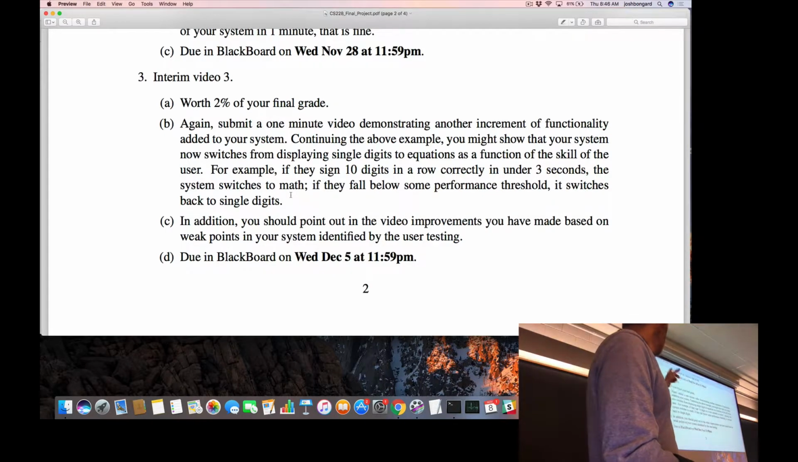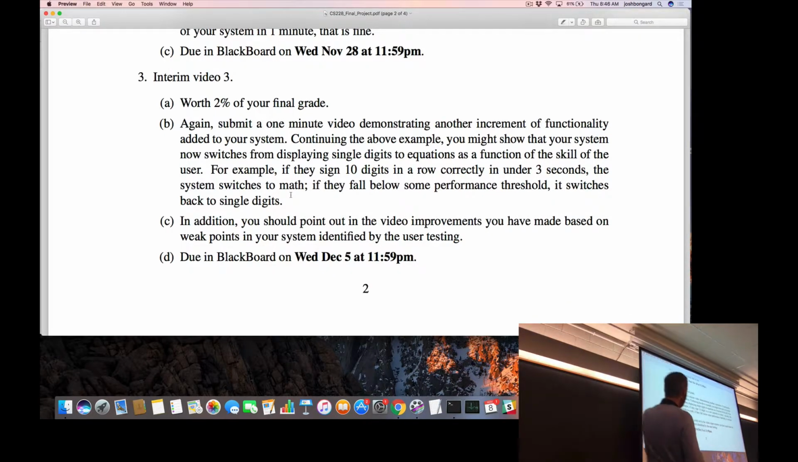Okay. For example, if they sign 10 digits in a row, the system switches to math. If they fall back below the performance threshold, it switches back to single digits.